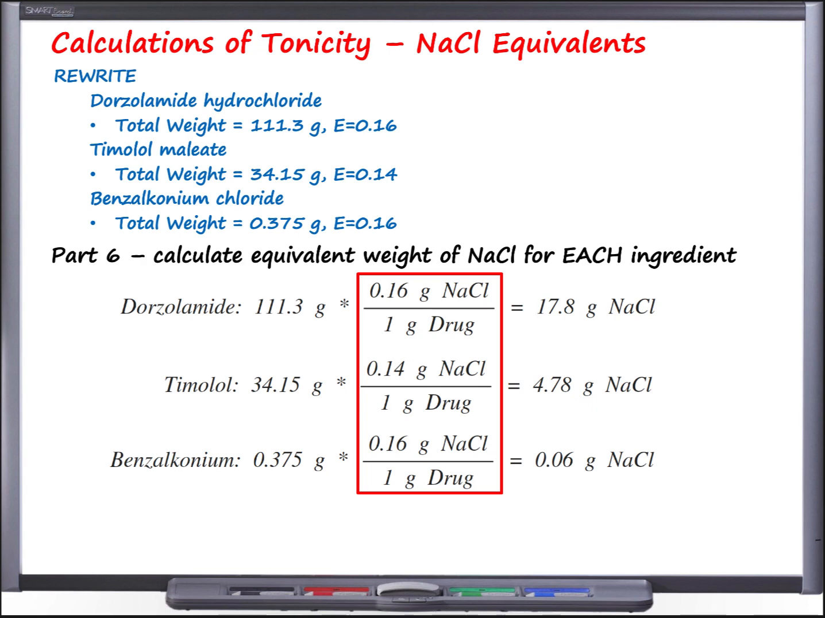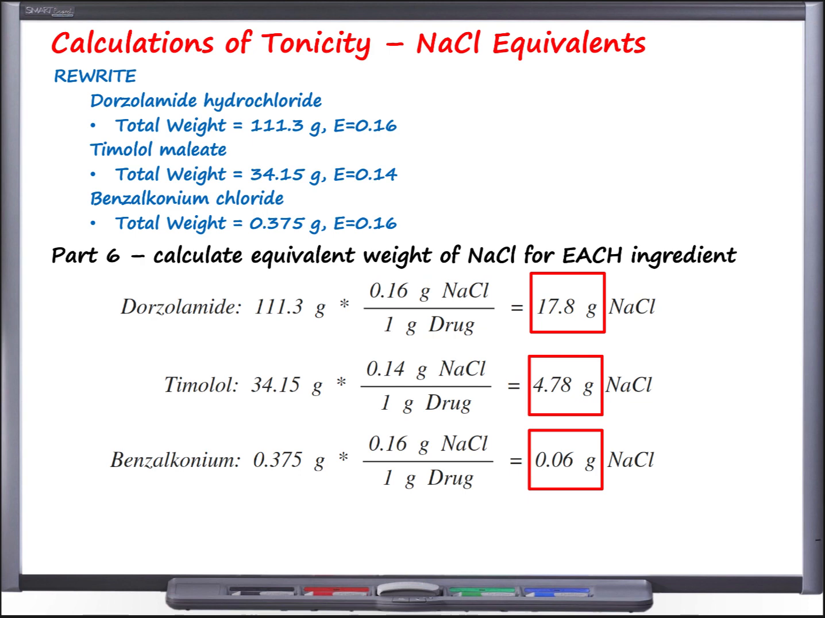That way you can see that it's the grams of drug units that cancel, and we end up with grams of sodium chloride, essentially equivalents. So if we just multiply that across, what we're saying is that for dorzolamide, 111.3 grams is equivalent, osmotically, in terms of the tonicity, to having 17.8 grams of sodium chloride.